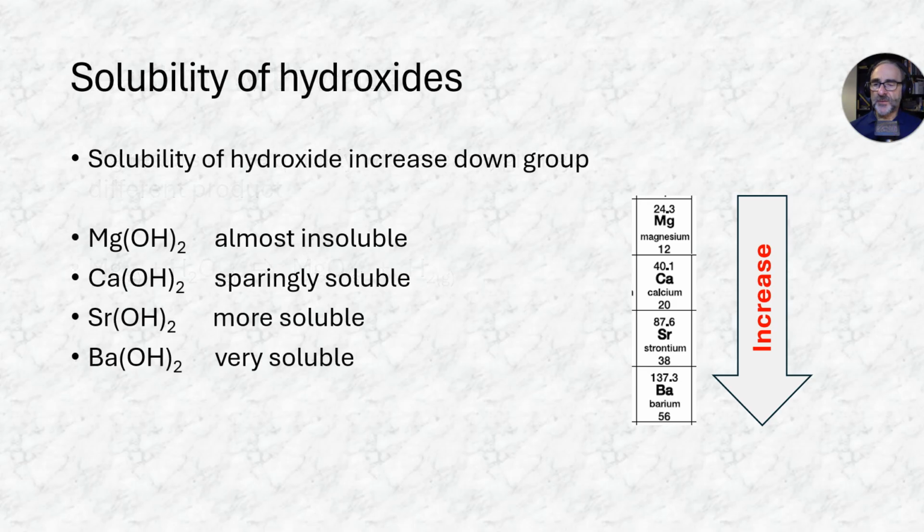The next trend we're going to look at is the solubility of the Group 2 hydroxides, and this increases down the group. If we start with magnesium at the top of this column, magnesium hydroxide is almost insoluble. Calcium hydroxide is described as sparingly soluble. It is a little bit more soluble than magnesium hydroxide. Strontium hydroxide is more soluble, and then barium hydroxide is very soluble.